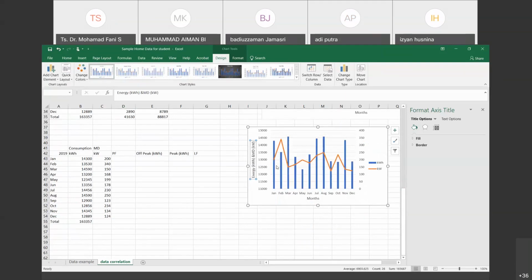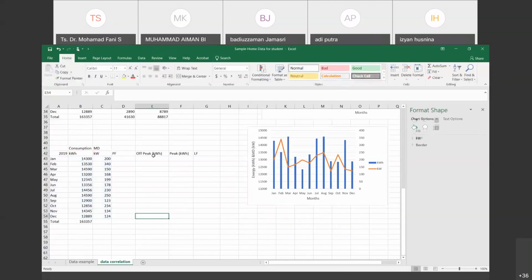Okay, this one is a graph for the consumption and maximum demand. So from here, there's the information. For example, for load factor, 0.45. Okay, something like this, 0.42.